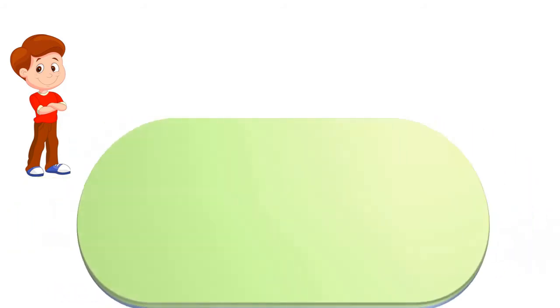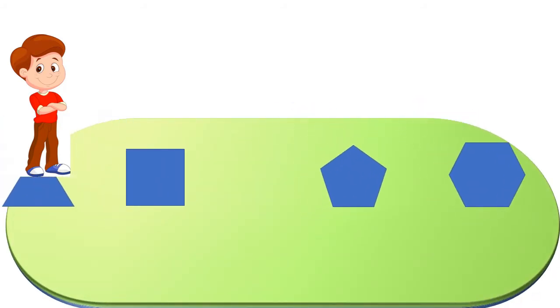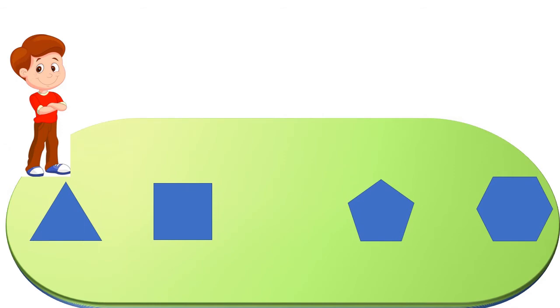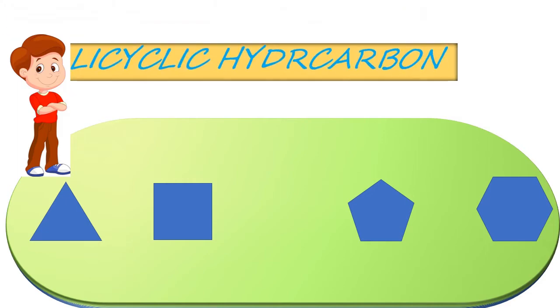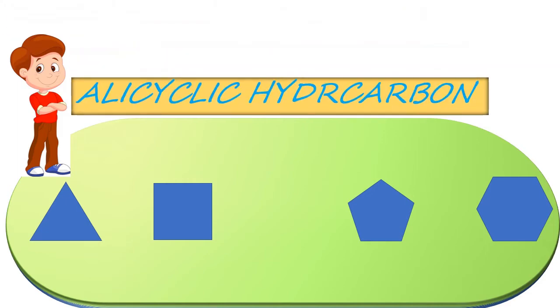So today we'll be discussing... what do you have, any guess? So you can see here there are some certain structures. Can you guess now? So I'm giving you a hint. Yes, these are the alicyclic hydrocarbons. So why are these called alicyclic hydrocarbons? Because they are cyclic in nature.